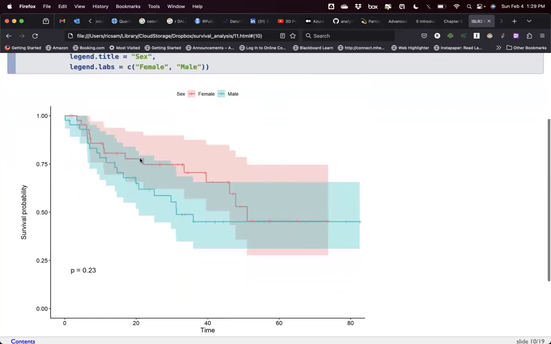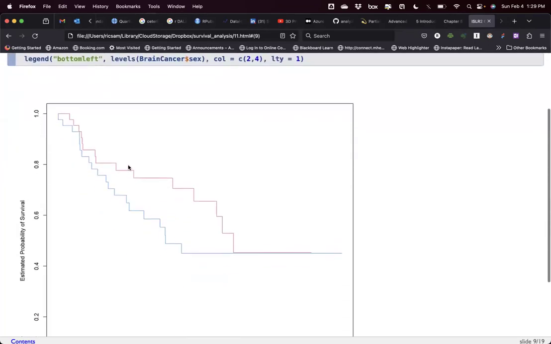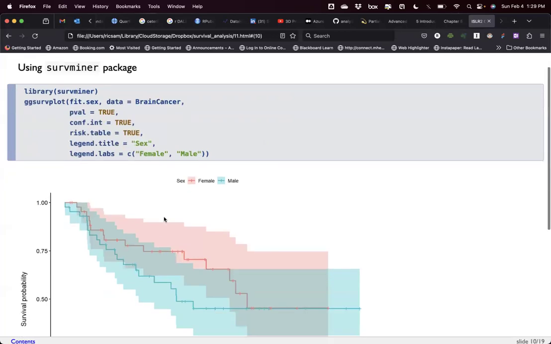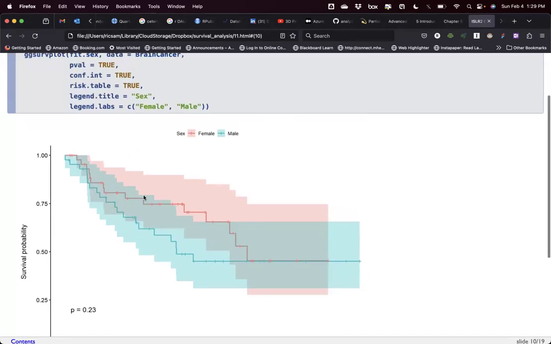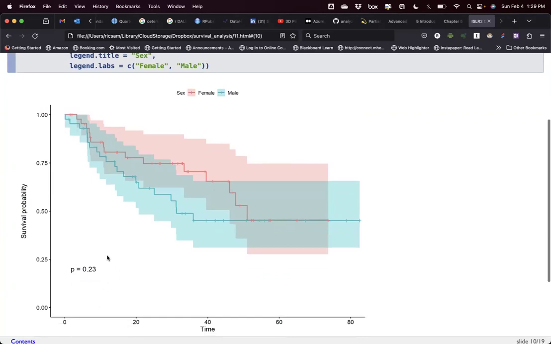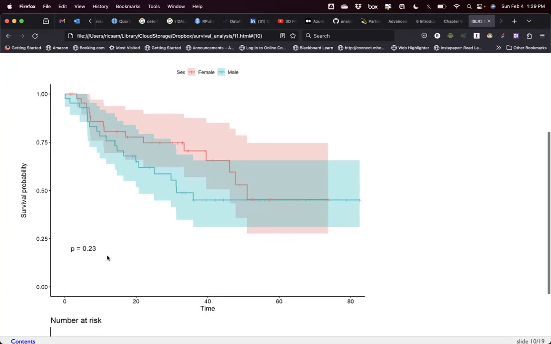Now we have the same graph as before, but then we have this statistic, a p-value of 0.23. So what it's saying here is that the significance value for the difference between the groups, female and male, with those curves, is 0.23.